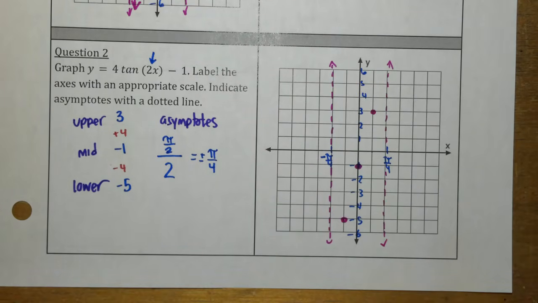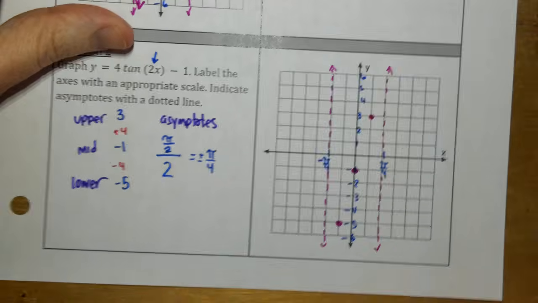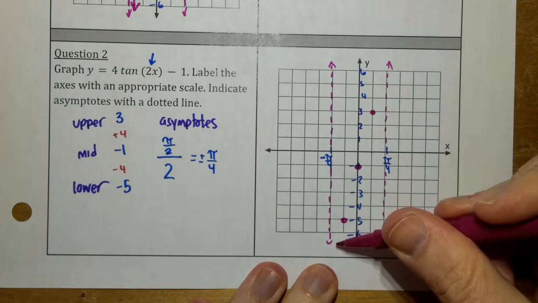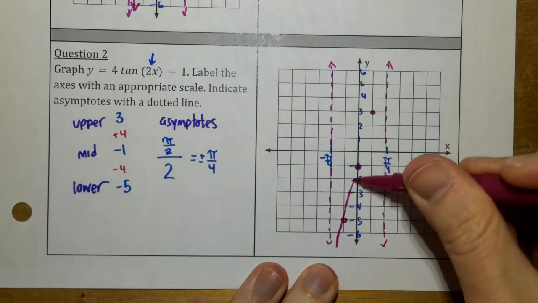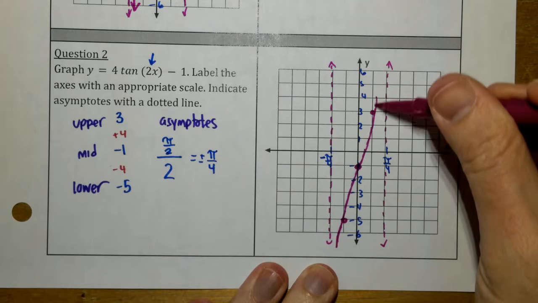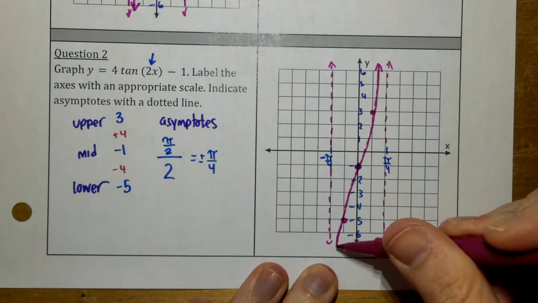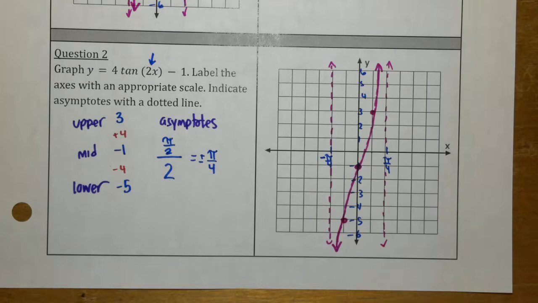So I'm going to try to do this as smoothly as I can. Let me move this a little so I have more room. This is a little tougher to make curved because the lines are so spread out. So there we go. That's what our graph looks like. Any questions?